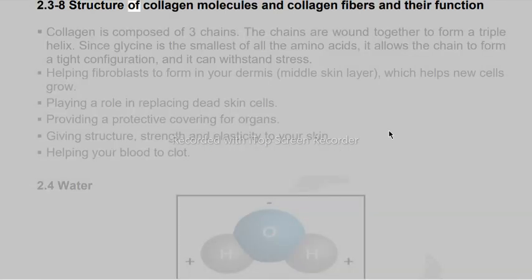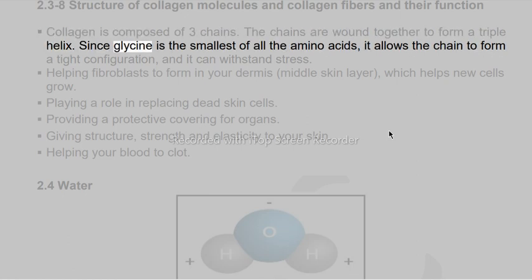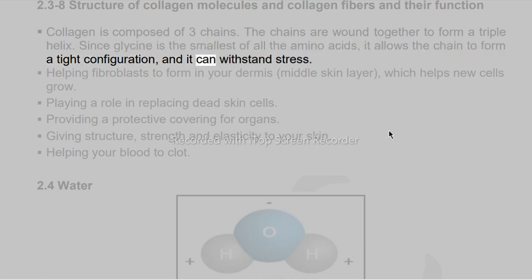2.3.8 Structure of collagen molecules and collagen fibers and their function. Collagen is composed of 3 chains. The chains are wound together to form a triple helix. Since glycine is the smallest of all the amino acids, it allows the chain to form a tight configuration, and it can withstand stress.